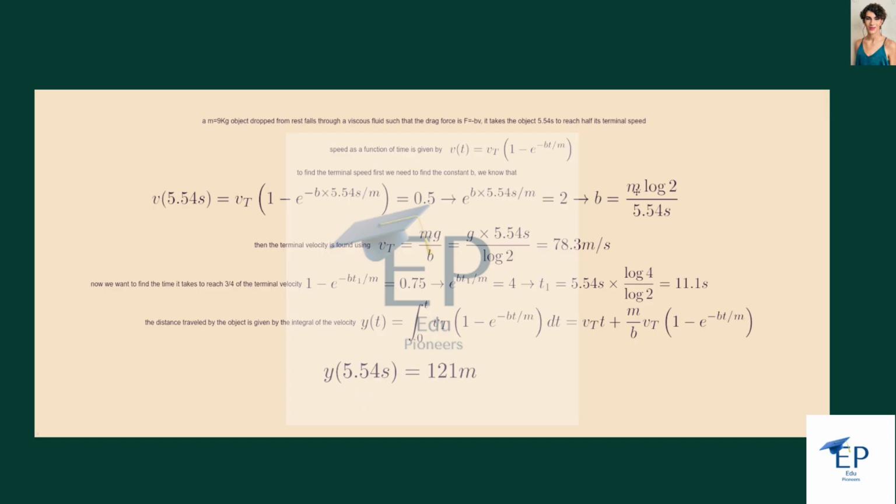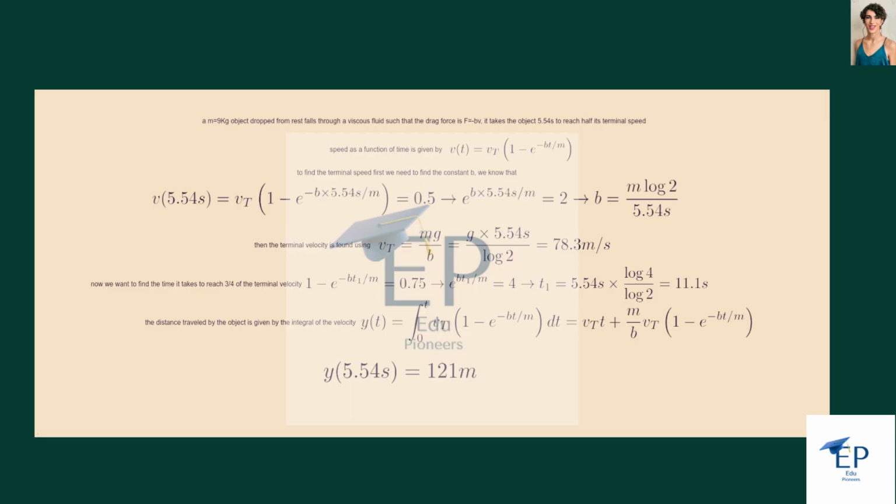Then the terminal velocity is found by this equation. We know from this relation that this is what the terminal velocity has to be, and it's just a matter of replacing our expression for b. So we get g, the gravitational constant, 9.8 meters per second squared, times 5.54 seconds divided by log of 2. That gives us 78.3 meters per second.